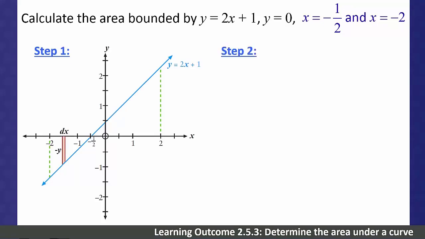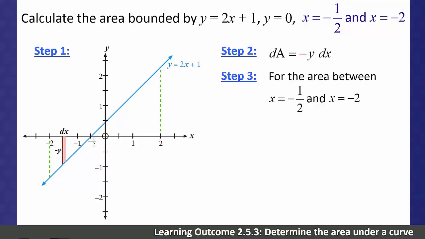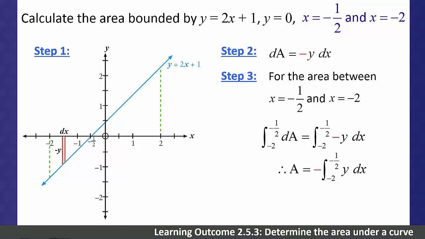We choose a very narrow rectangle with breadth dx and length minus y because it is below the x-axis. We know that area of a rectangle is length times breadth, so the area of our narrow rectangle here is negative y dx. To find the area between minus a half and minus 2, we take the integral on both sides from negative 2 to negative a half. We know that the integral of dA is A. Therefore, the area equals a negative integral from minus 2 to minus a half for y in terms of x.